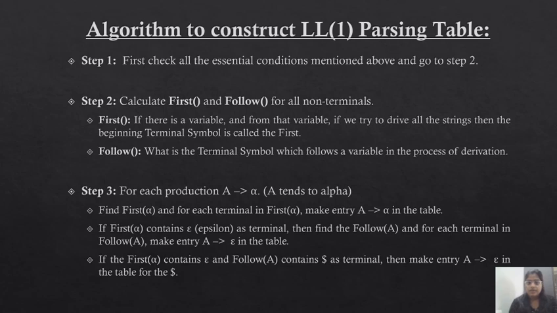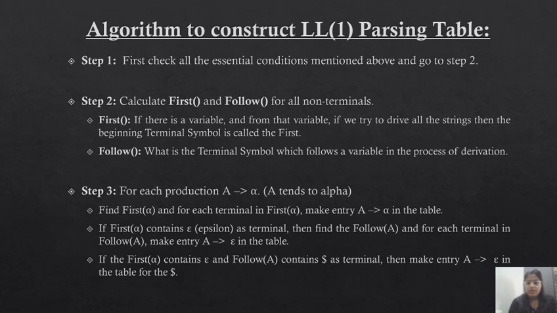Algorithm to construct the LL(1) parsing table. The first step is to check all the essential conditions mentioned above and then go to step 2. Step 2: we should calculate the FIRST and FOLLOW for all the non-terminals. If there is a variable and we try to derive all the strings from that variable, then the beginning terminal symbol is called FIRST. FOLLOW is the terminal symbol which follows a variable in the process of derivation.